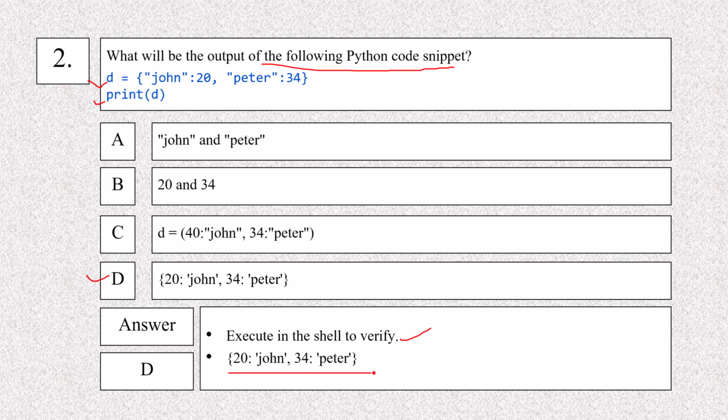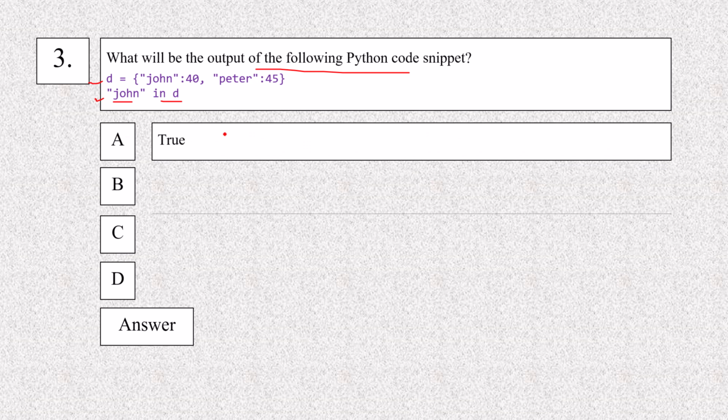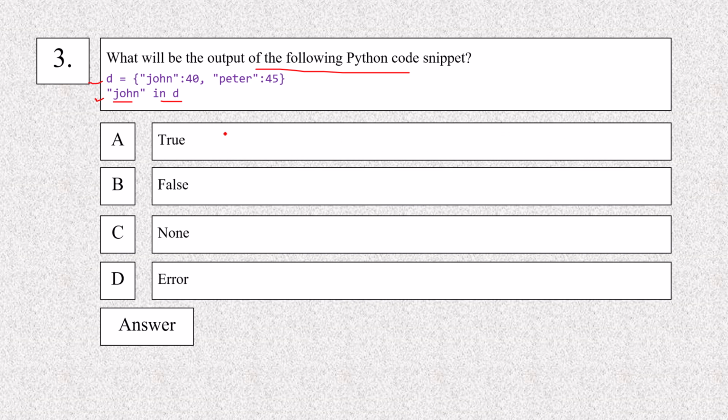Now we'll go to the next question, question number 3. What will be the output of the following Python code snippet? Here you can see that we have a dictionary D and we are searching whether John is in D, whether it is present or not. So what will be the output? Option A, true, option B, false, option C, none, and option D, error.